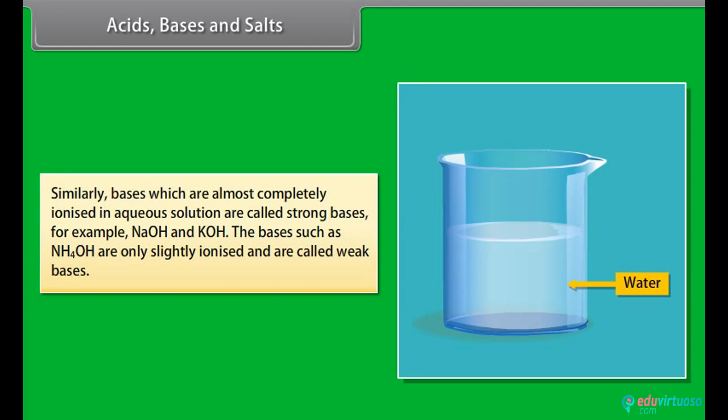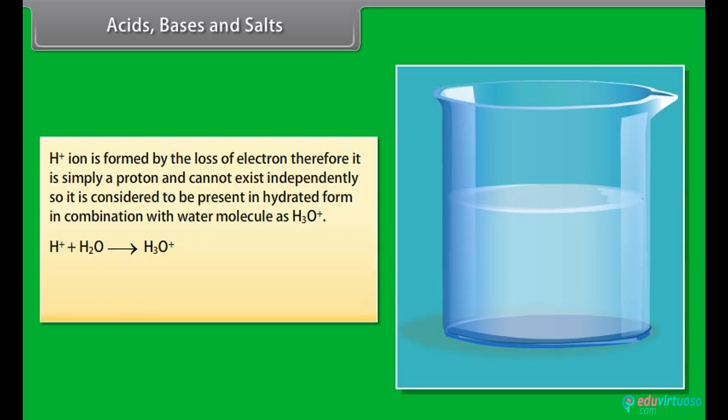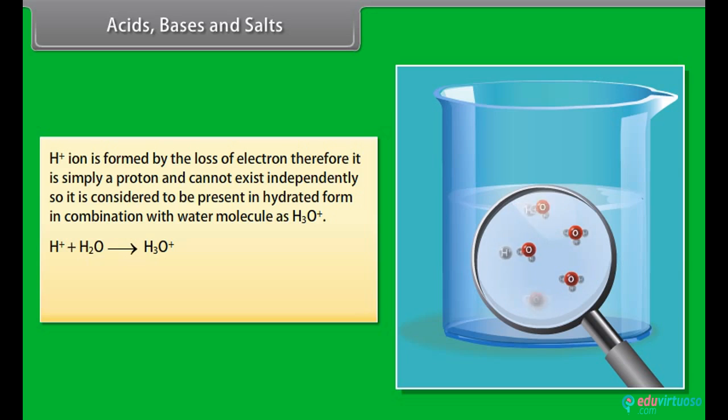Similarly, bases which are almost completely ionized in aqueous solution are called strong bases. For example, NaOH and KOH. The bases such as NH4OH are only slightly ionized and are called weak bases. H+ ion is formed by the loss of electron, therefore it is simply a proton and cannot exist independently. So it is considered to be present in hydrated form in combination with water molecule as H3O+.